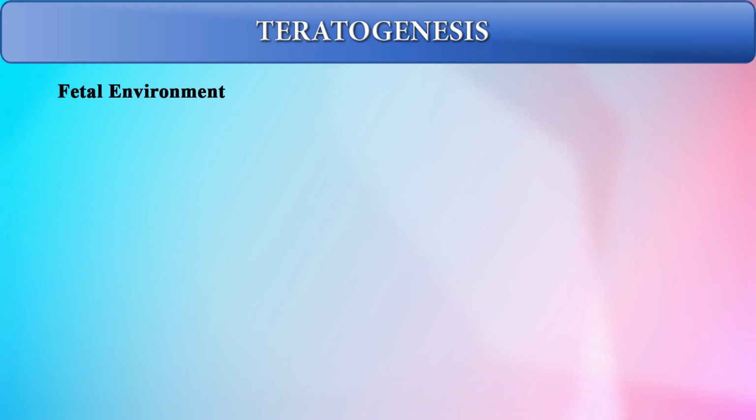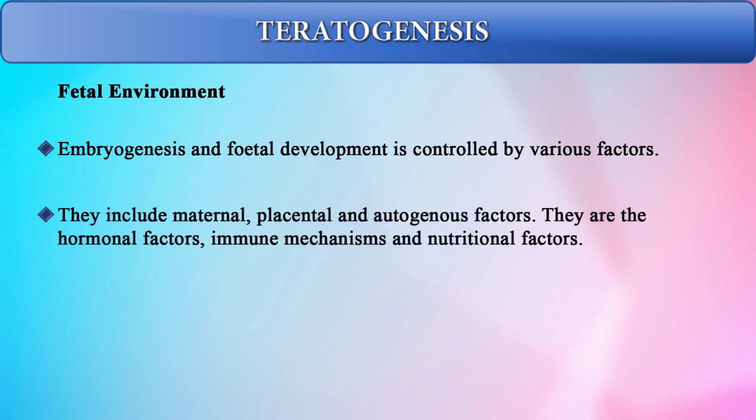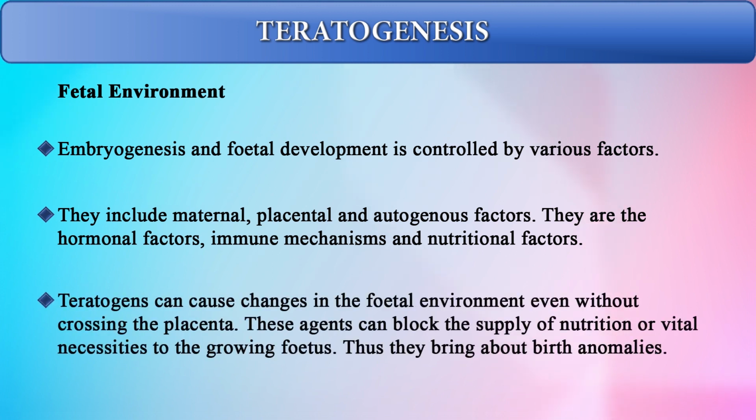Fetal environment is also important. Embryogenesis and fetal development is controlled by various factors. They include the maternal, the placental and the autogenetic factors. They are the hormonal factors, immune mechanisms and also nutritional factors. Teratogens can cause changes in the fetal environment without crossing the placenta. These agents can block the supply of nutrition or vital necessities to the growing fetus, and thus they can bring about the growth or the birth anomalies.